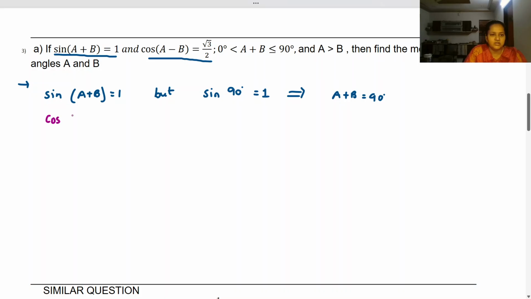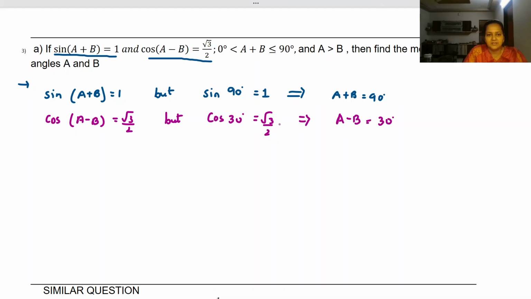Likewise, we are given cos of a minus b is root 3 by 2. And cos of which angle is root 3 by 2? Quickly tell that. Cos of 30 is root 3 by 2. So we'll get here a minus b is 30. Am I right? We compare a minus b with 30 and we get a minus b is 30.